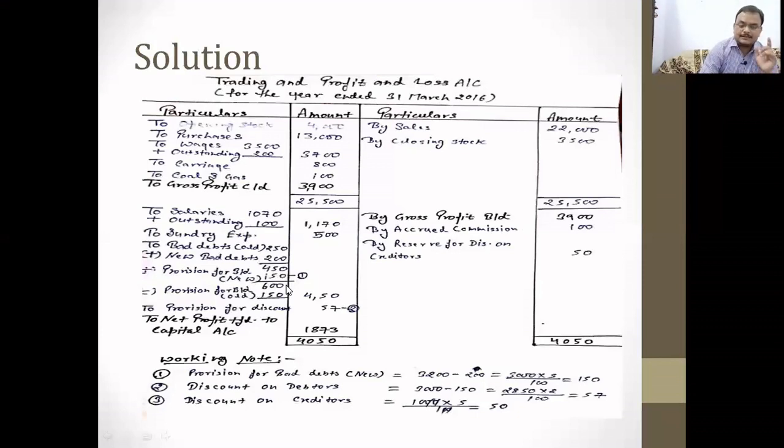There is another adjustment called discount on debtors. How do you find discount on debtors? For discount on debtors, you have to find: 3000 is the net debtor after deducting written off bad debts. So 3200 minus 200, 3000 is the net debtor, and you have to minus 150, the provision for bad debt.